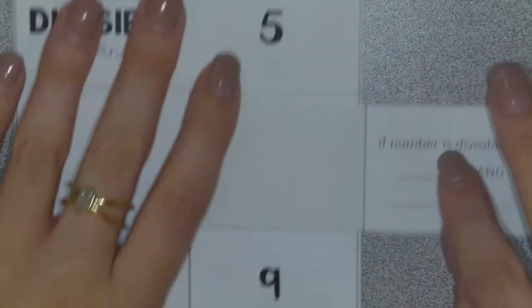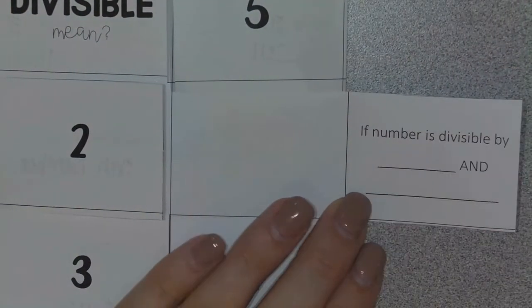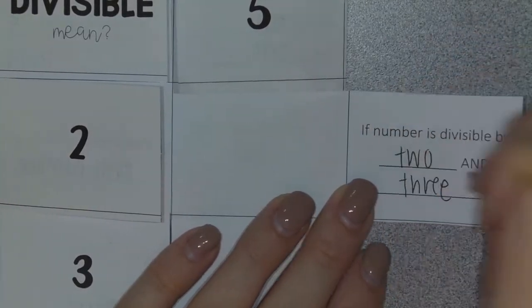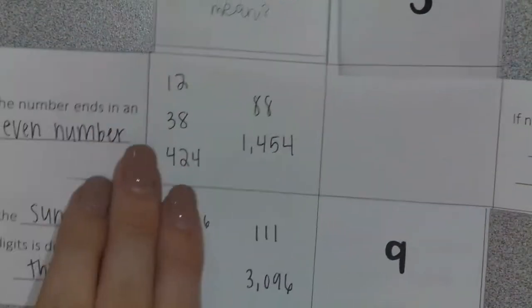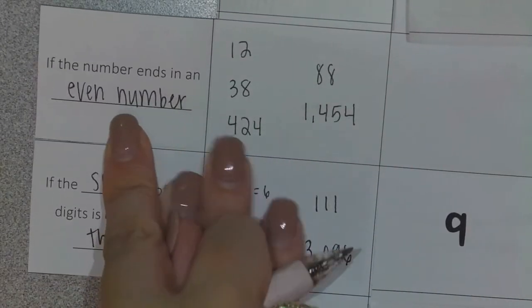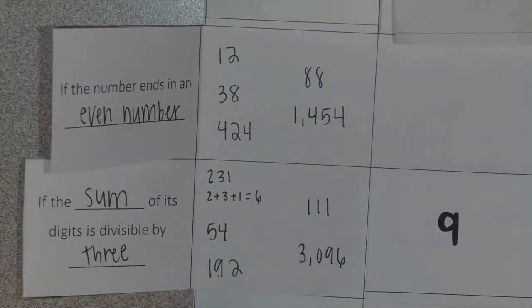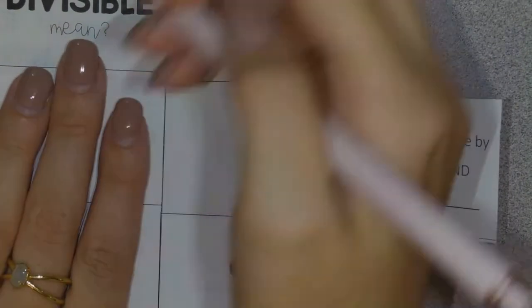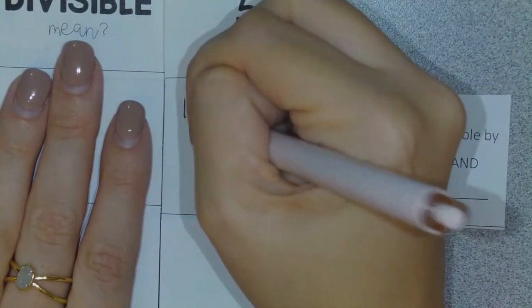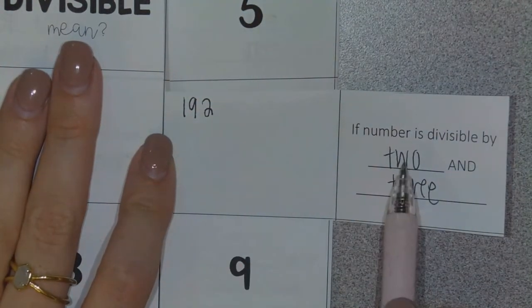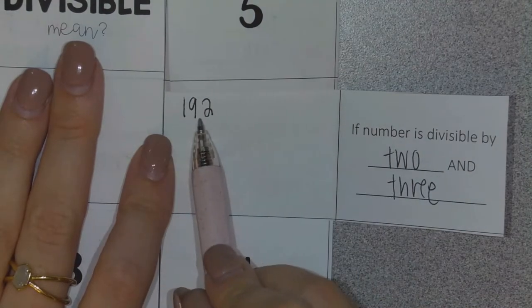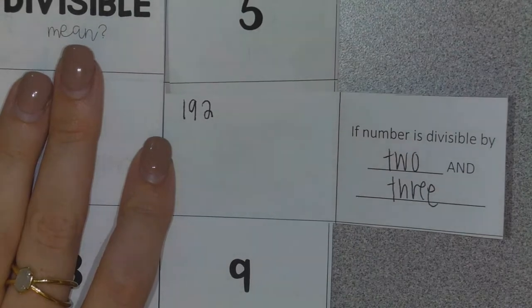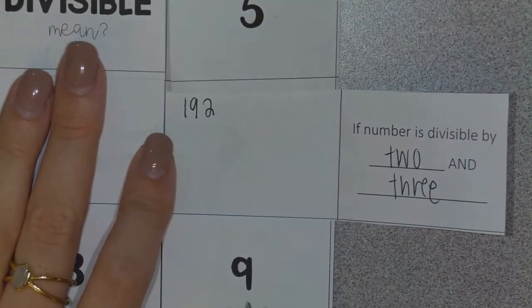Now, 6 kind of has the most rules in it. In order for a number to be divisible by 6, it has to be divisible by both 2 and 3, which means we have to pay attention to our 2 and 3 rules. For 2, it has to be an even number. For 3, the sum of the digits has to be divisible by 3. Both of those things have to apply in order for it to be divisible by 6. For example, 192. It's an even number, so that satisfies the 2 rule. 1 plus 9 gives me 10, plus 2 more gives me 12. 12 is divisible by 3, so it satisfies the 3 rule, so that means 192 is divisible by 6.